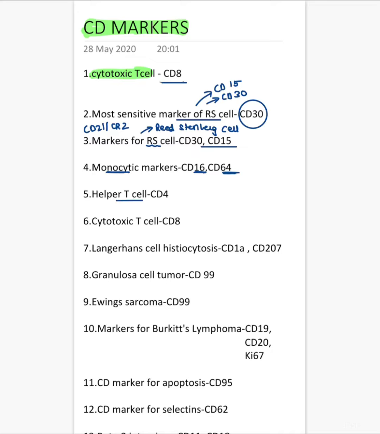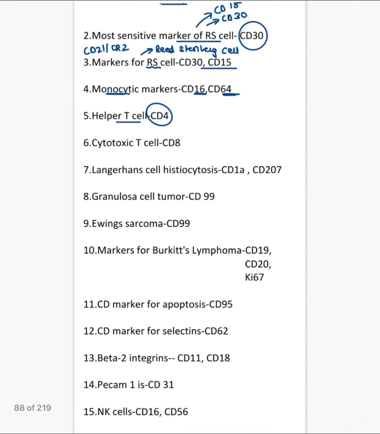Then your helper T cell. We know they are cytotoxic and helper. Helper means CD4 and cytotoxic means CD8. Then coming to your cytotoxic T cell, already done, that is your CD8.